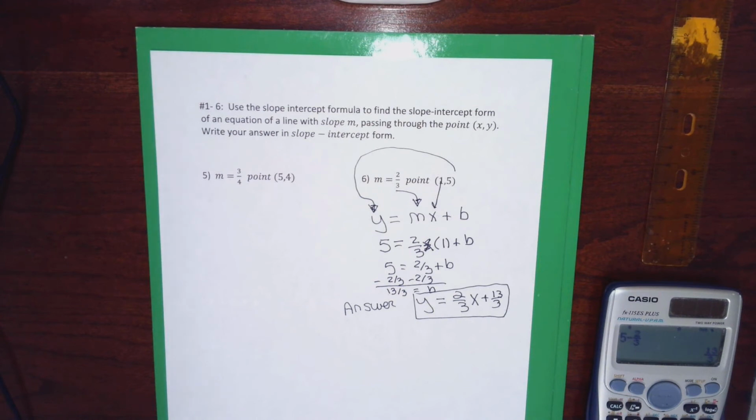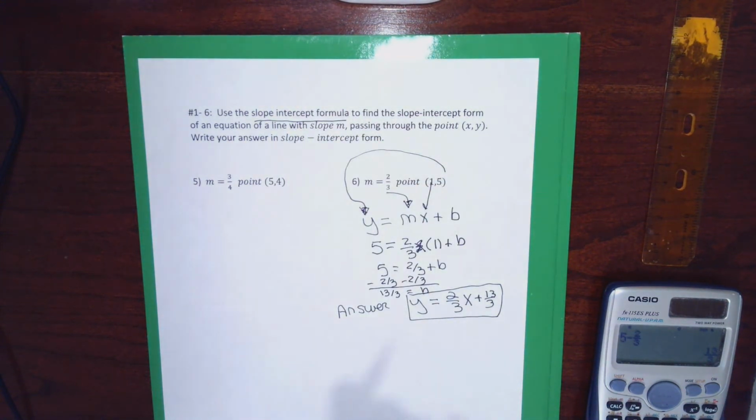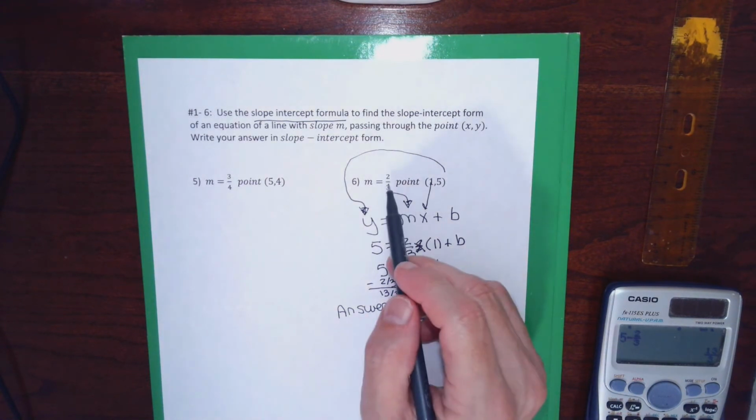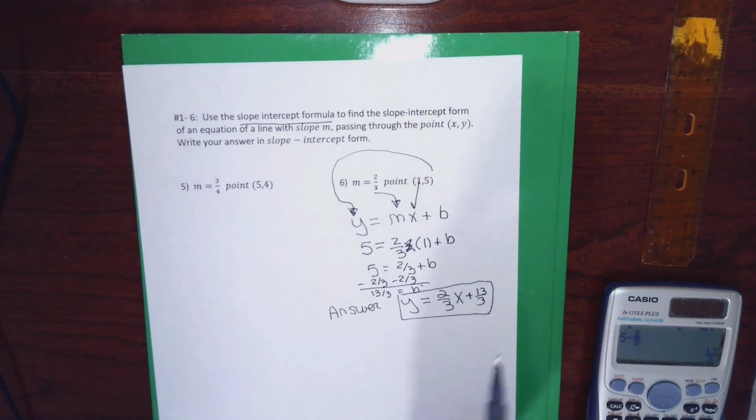I simply just take the information that's given. I'm told to use the slope-intercept formula. I plug the information in. That gives me the answer to b. I use the m that's given along with the b that I calculate to create my equation.